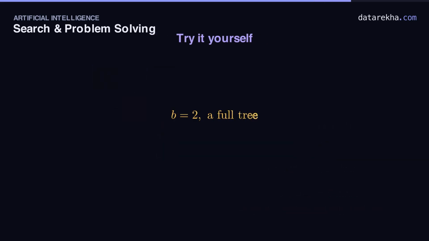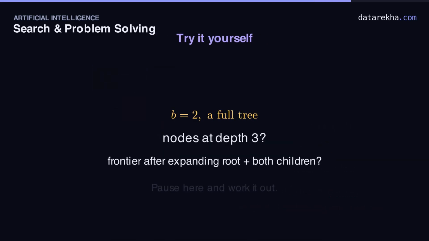Your turn. Suppose every state in a search tree has exactly 2 successors, a branching factor of 2, and the tree is perfectly full. 2 questions. How many nodes sit at depth 3? And after you expand the root, and then both of its children, how many nodes are waiting in the frontier?